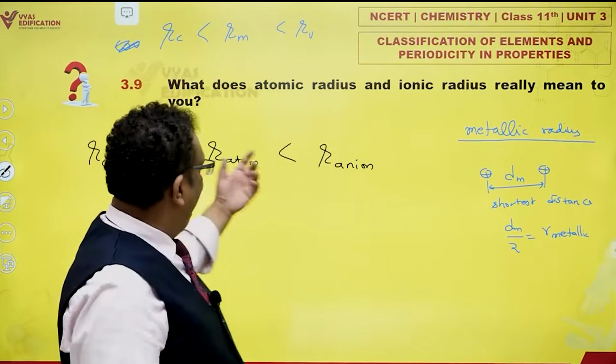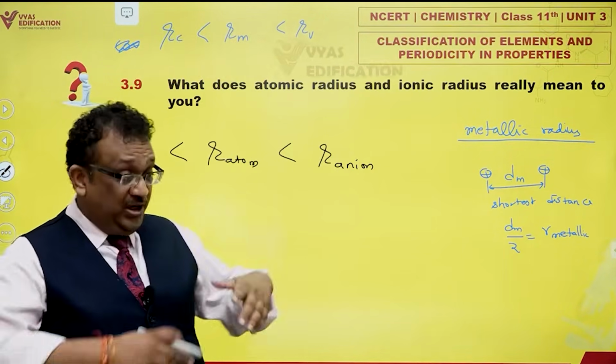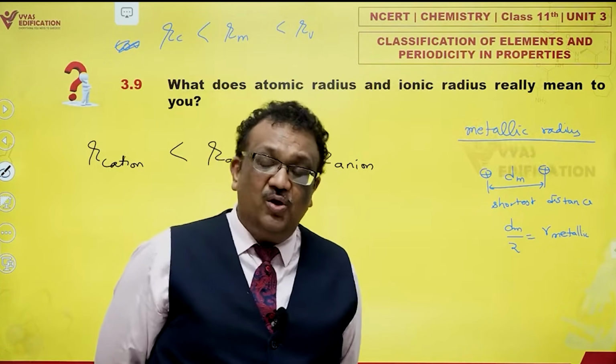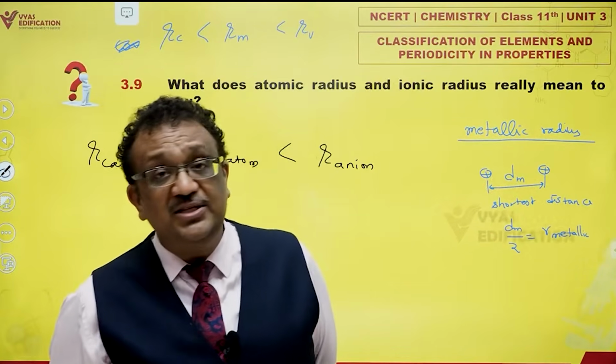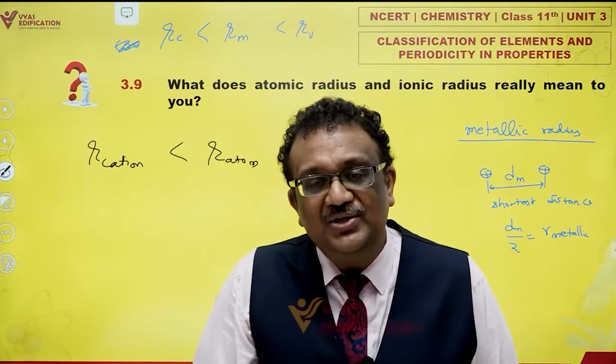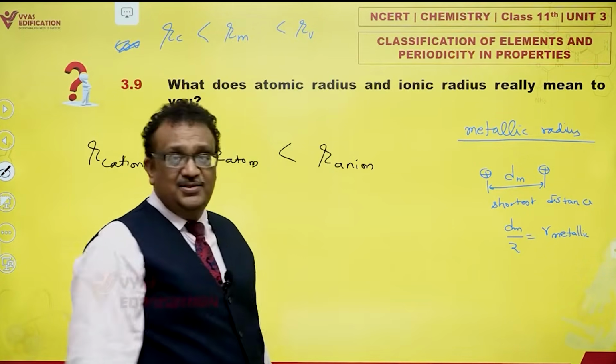So if any atom forms a cation, it would become smaller, and if it forms an anion, it would definitely become bigger in radius. What is the radius of an ion, and what does this radius indicate? From nucleus till the outermost point, the distance would be termed as the radius. How do I determine the radius of ions?